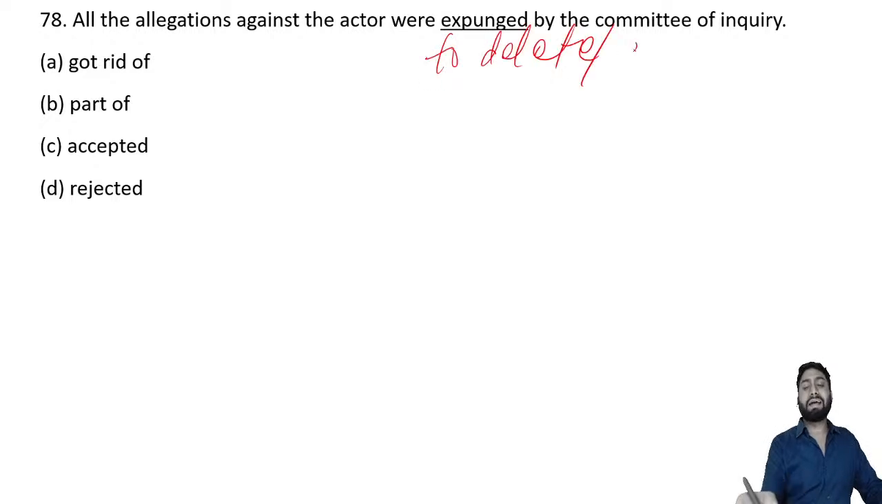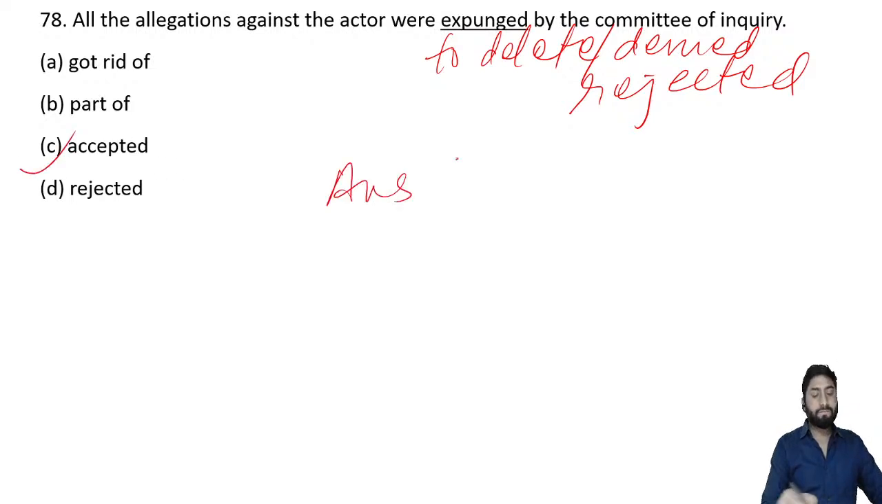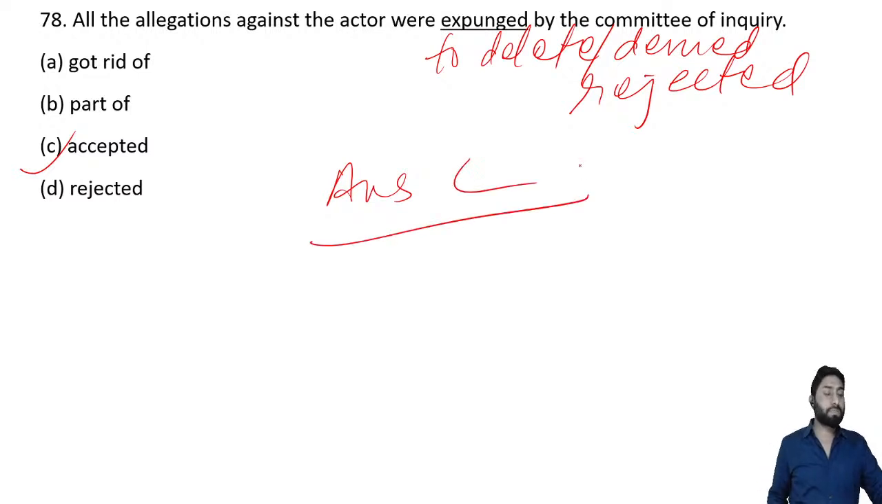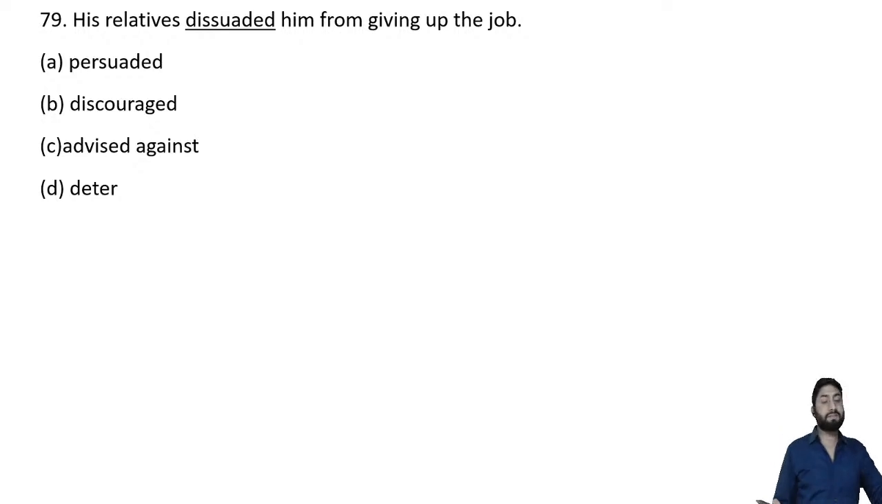denied, rejected, ये सब इसके सेंस होते हैं, राइट? अलग अलग सेंस में. एक्सपंज्ड. So इसका ऑपोजिट हमें सेलेक्ट करना है. So obviously got rid of, part of, accepted, rejected. So accepted is the opposite इसका. C, right? So the answer is C. That's the opposite of expunged. Next. अगला है हमारे पास, his relatives dissuaded him from giving up the job.